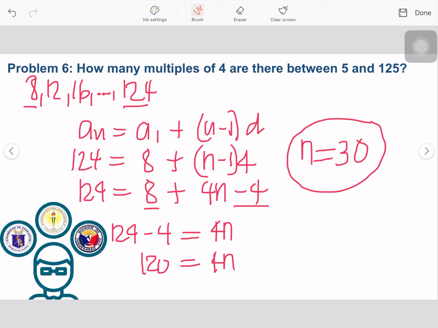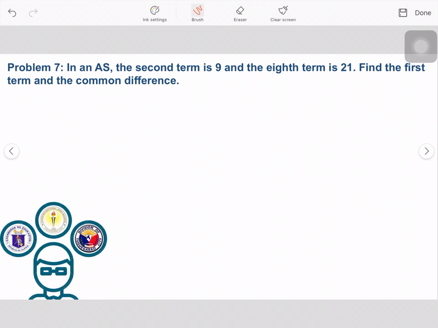Okay, let's have the next problem. Problem number 7. In an arithmetic sequence, the second term is 9 and the eighth term is 21. Find the first term and the common difference. So we are going to look for two parameters here. We have the first term and the common difference. So the problem says that the second term is 9, so that's a sub 2 is equal to 9. And the eighth term, a sub 8, is actually equal to 21.